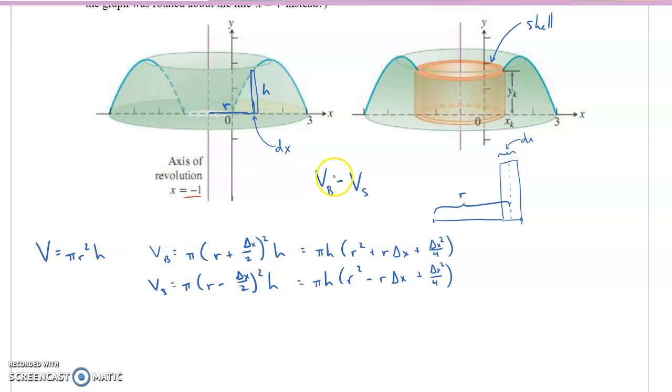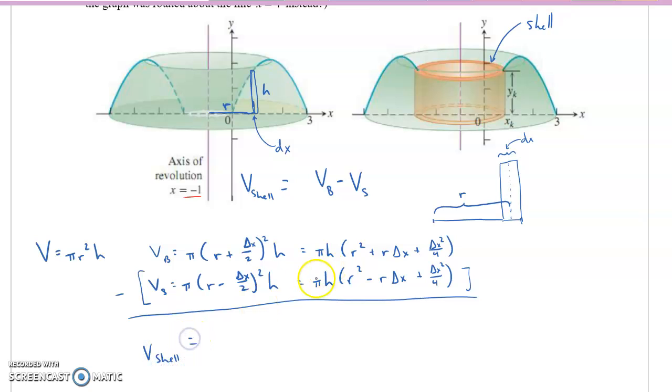So when we subtract, we're doing volume of the shell equals the big volume minus the small volume. We're going to take this small volume and subtract it from the big volume. So the volume of the shell equals, we still have that pi and we still have that h, and the r squared minus r squared goes away. We've got r delta x minus a negative r delta x, that's plus a second r delta x. And then we've got delta x squared over 4 minus delta x squared over 4, so that goes away as well.